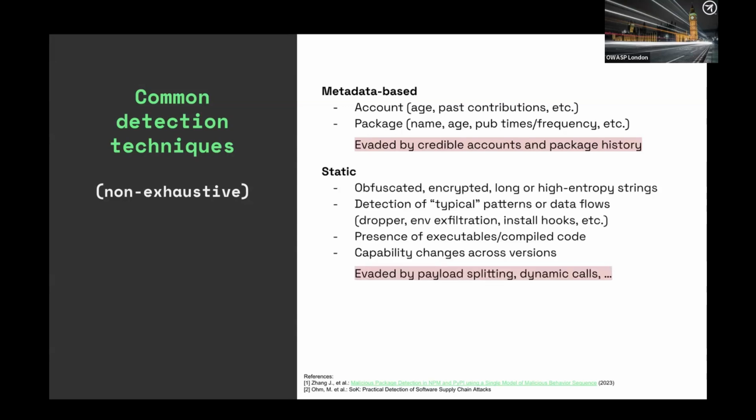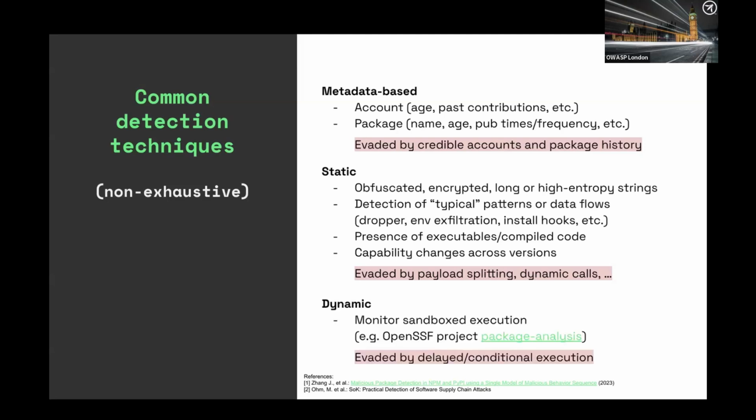The other one is static methods in order to detect malicious code. So here you would again use program analysis techniques, maybe look at API calls, maybe build a call graph, these kinds of things. You search for obfuscated strings, high entropy strings. And these can basically be evaded, for example, by splitting the payloads. I have a nice example later on, dynamic calls. So the attacker just puts everything in a big eval and as such escapes static analysis.